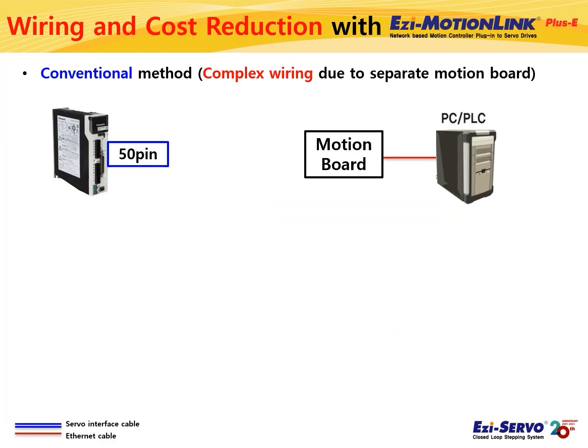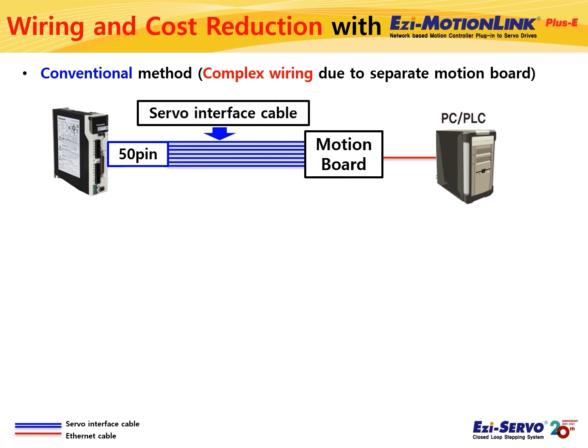As previously explained briefly, conventionally, a separate motion board was required to control the 5-axis of the AC servo, and wiring was complicated because many bundles of long wires had to be connected to the motion board through the servo interface cable of the AC servo drive. This inconvenience can be solved by using our product, Ezi-MOTIONLINK Plus E.